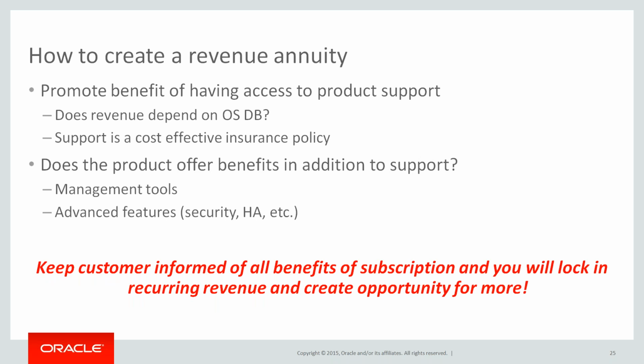So how to create a revenue annuity. If you have someone using an open source product, and they're paying for the commercial version when they're getting support, promote the benefits of having access to that product support. Does the revenue depend on an open source database? Then they're going to want to have some sort of insurance policy in case something happens. Who are they going to call if there's an issue? If this is mission critical, business critical stuff.